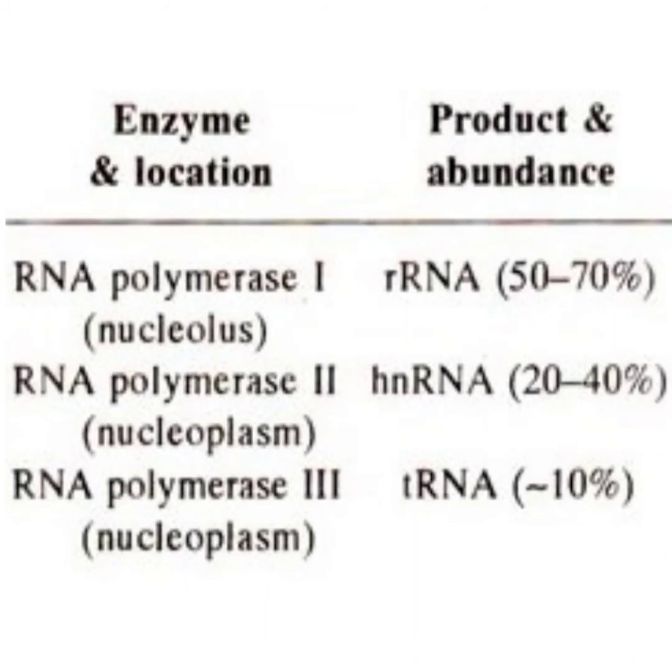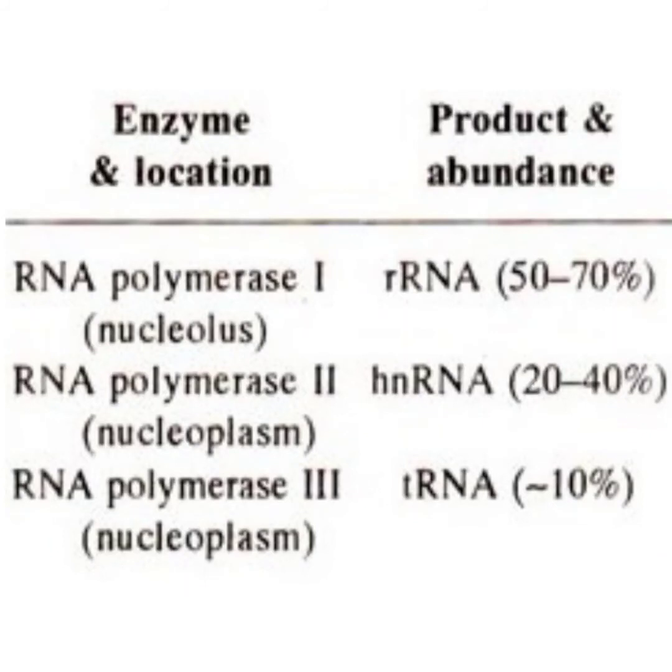RNA polymerase 2 is found in the nucleoplasm. It helps in the synthesis of HnRNA. The quantity present is 20 to 40%. RNA polymerase 3 is found in the nucleoplasm and helps in the synthesis of transfer RNA, and the amount available is around 10%.